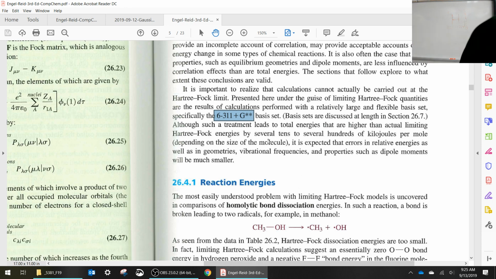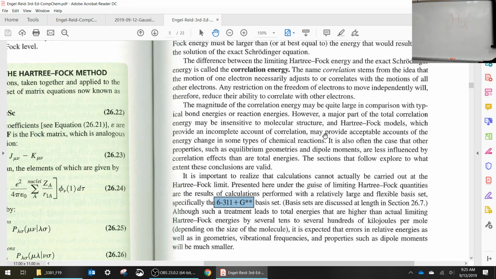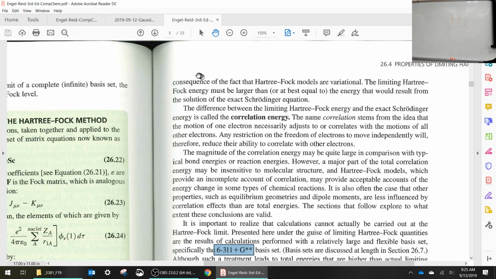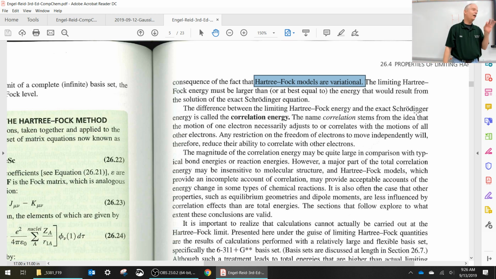Let's go back. Oh, here's another big word that just kind of flies by. It says Hartree-Fock models are variational. That's a big phrase right there. Now, who of you would have known, oh, that's important? Probably nobody.